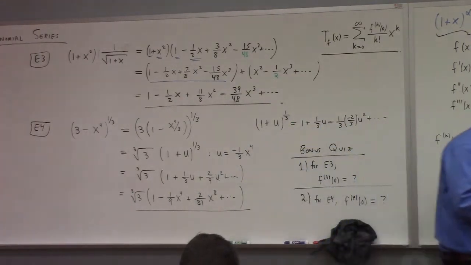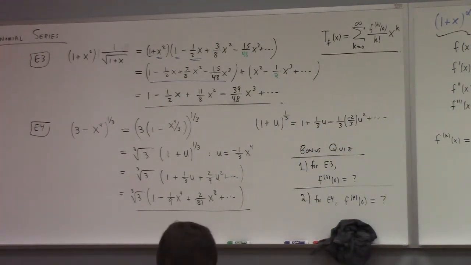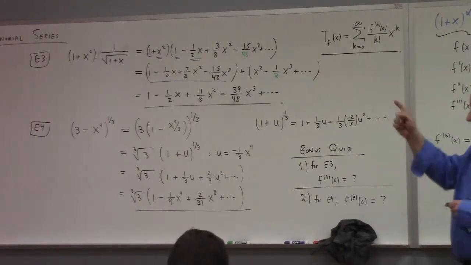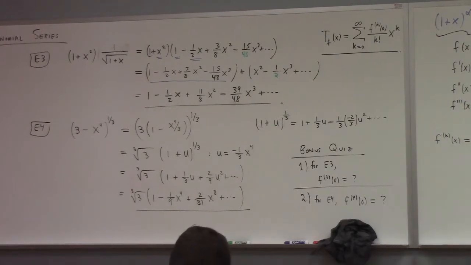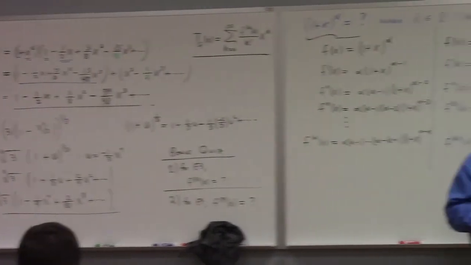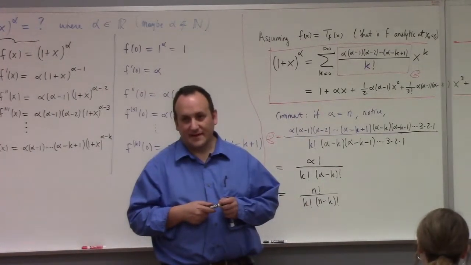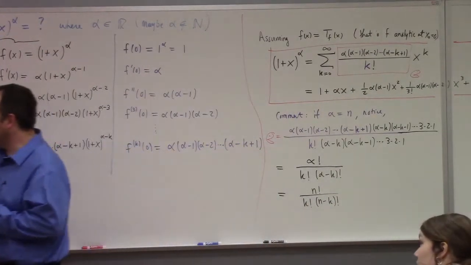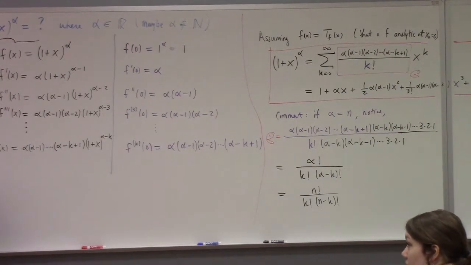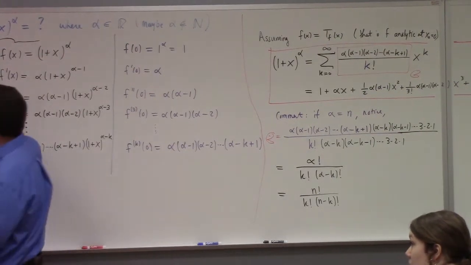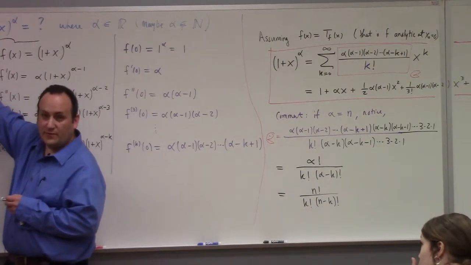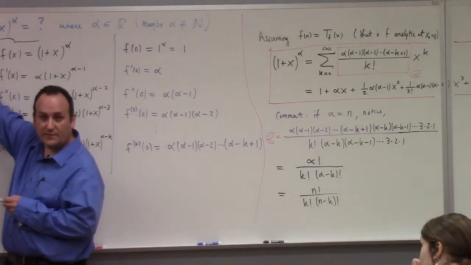Two questions. Question number 1. What is the third derivative evaluated at 0 for my example 3? Do not differentiate 3 times. I want you to figure it out without the differentiation. Hint, it has something to do with this number, minus 39 over 48, and the fact that that's also equal to the third derivative at 0 divided by 3 factorial.